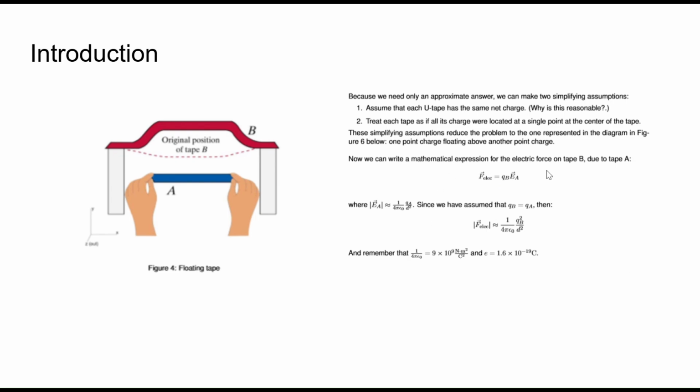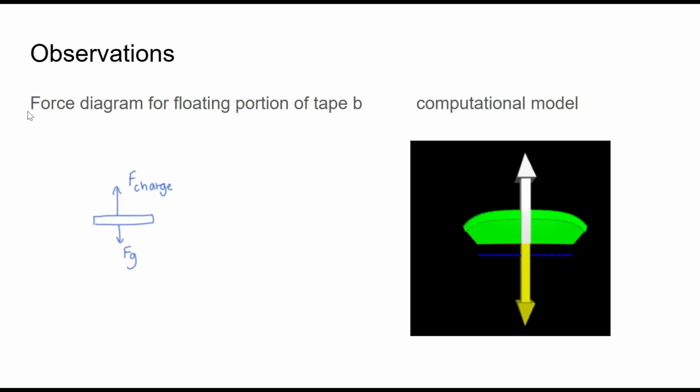This is the electric force, and this value equals a constant we call K, and this is the charge of the electron. So for observations in the lab, it said to draw a force diagram for the floating portion of tape B. So there's the electric force of the charge and then the force of gravity. And then this is a computational model of the two charges from the tape.